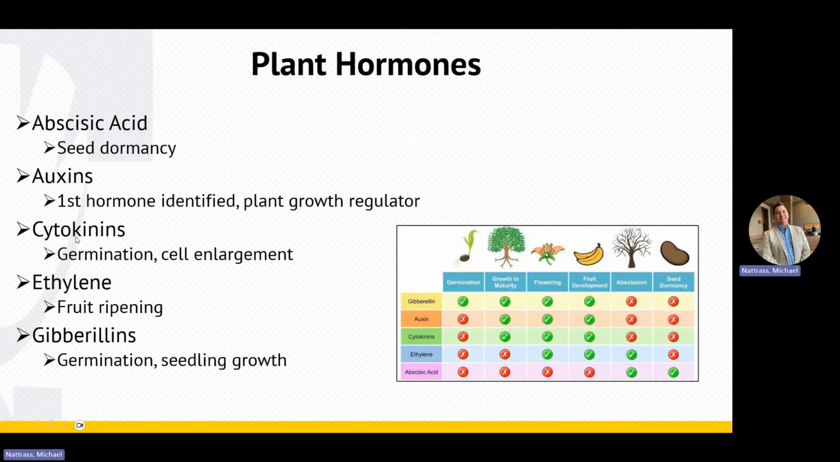Next, we have things like cytokinins. We have ethylene. Ethylene is for fruit ripening. Let's say that you have a lot of bananas that you're trying to get ripe really quick, you can apply the ethylene gas, and that is going to make those ripen faster. And then gibberellins. This is part of germination. If we have seed dormancy and germination, those two are likely going to have some balance. But what's most important is this auxin one, in that it was the first hormone that was identified.